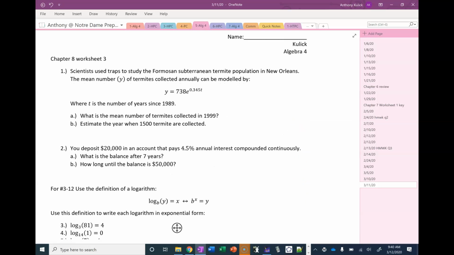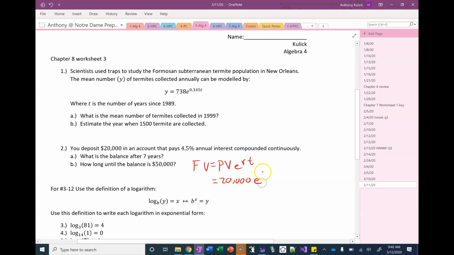Number 2, sure. So the formula that we're using is the continuous growth or decay formula. In our case, the present value is 20,000. E is that number, 2.7 and so on. R is 0.045. And then the T in this case would be 7. So I'll just type that into my calculator and see what we get.